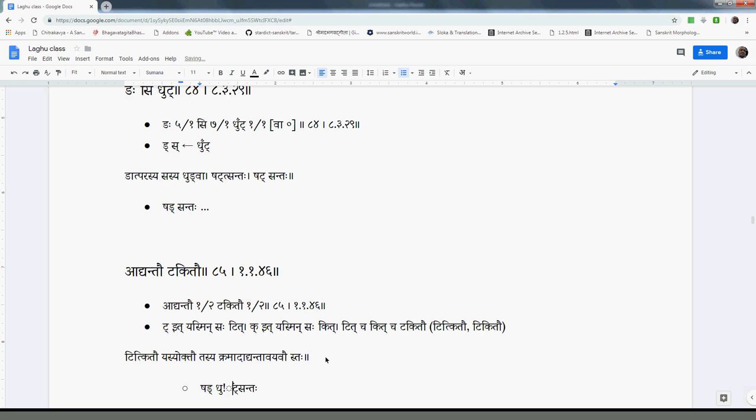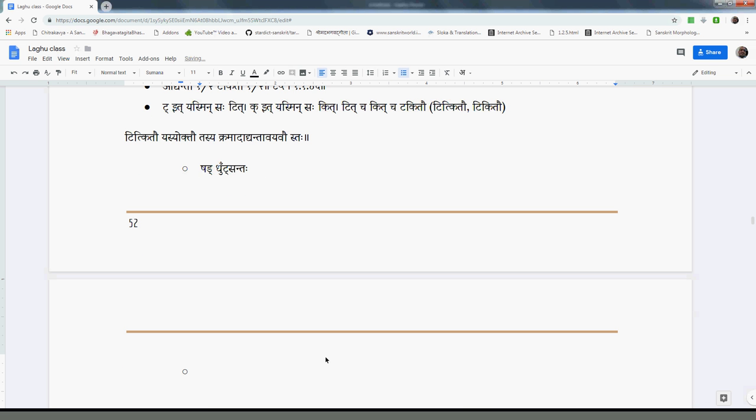And dhut is an agama where takara is it by halantyam and tasyalopa, and ukara is it by upadesh janunasiket tasyalopa. Therefore the content is dhakara. So we'll get shad dhakara and santa.